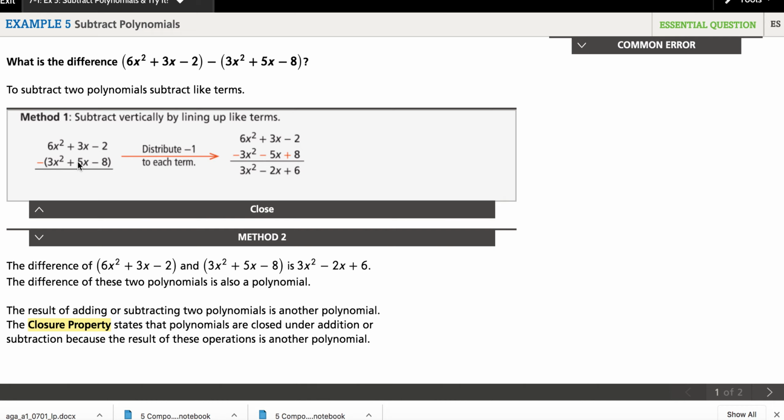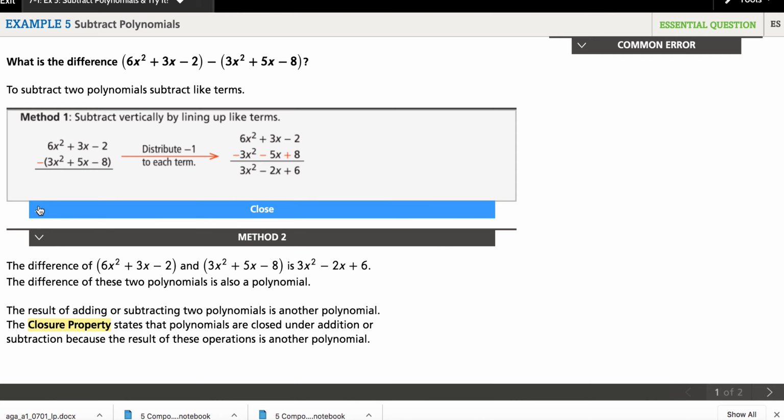You see here we are changing the sign, because negative times negative gives us positive, and it gives us plus 8. And when we subtract them, we go step by step. -2 plus 8 is +6. +3x minus 5x is -2x. And 6x squared minus 3x squared is 3x squared.